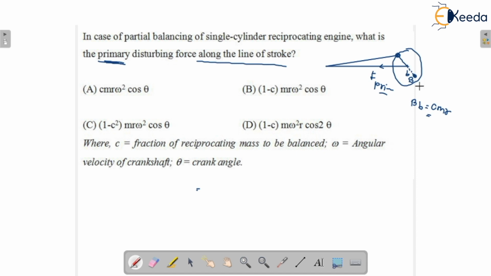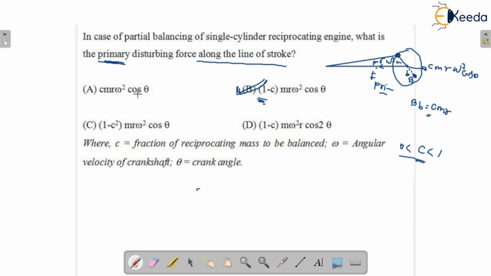So that's why its component in the direction of the line of stroke would be c m r omega square cos theta, and there is m r omega square cos theta. So finally you will get 1 minus c along the line of stroke, because c is less than 1 and greater than 0. That's why (1 - c) m r omega square cos theta. So this is the primary disturbing force along the line of stroke. For this question, option B would be the correct answer.